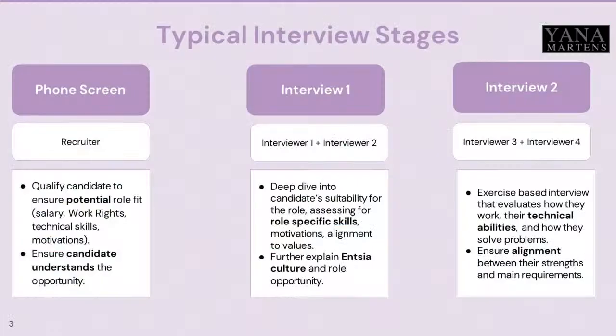Yeah. And I think we have some typical interview stages that companies usually go through. Generally a phone screen, which a recruiter will usually do. If it's an early stage business and they're not using a recruiter, a hiring manager or a founder would do this. But this is generally focused on: is there potential in this candidate?